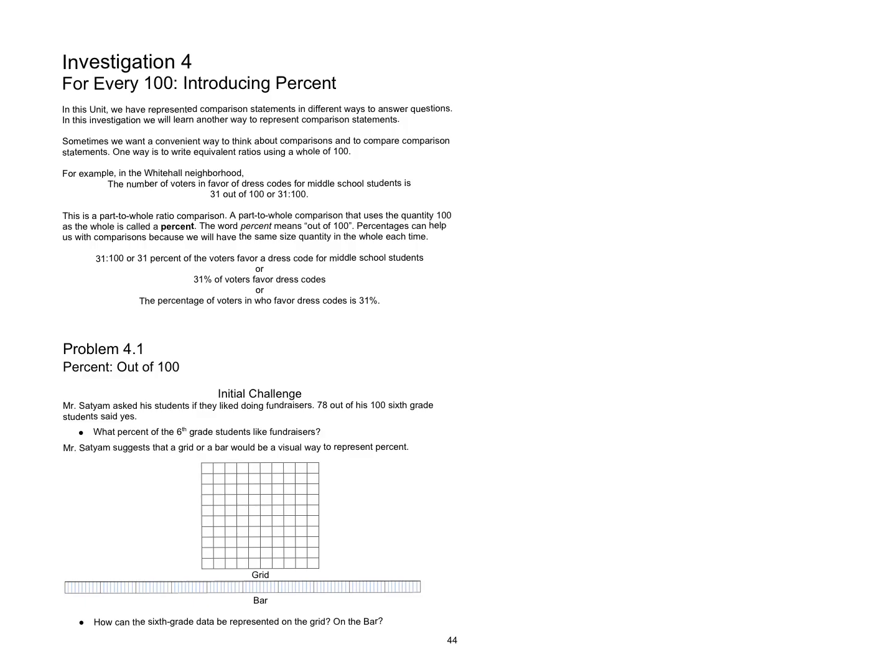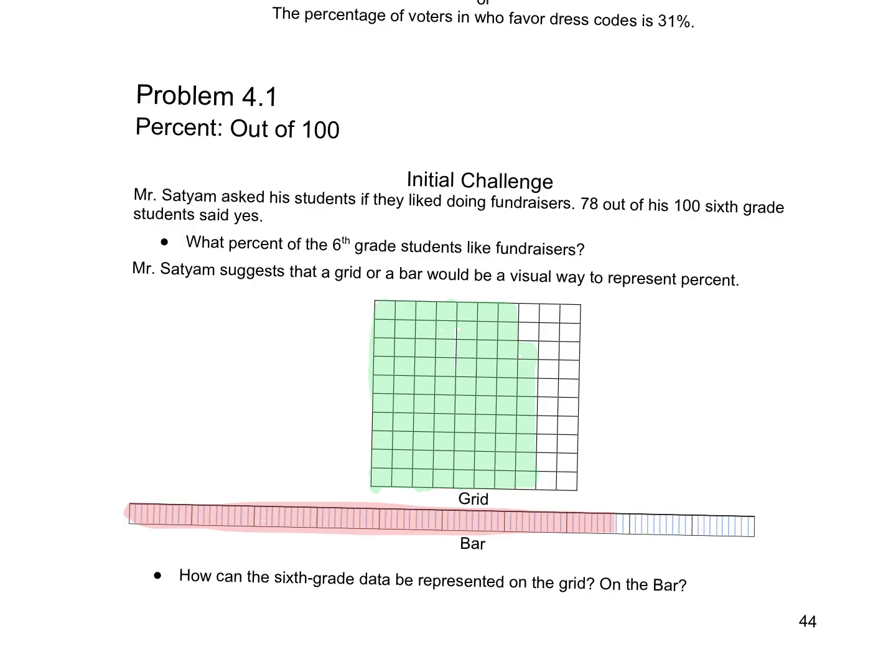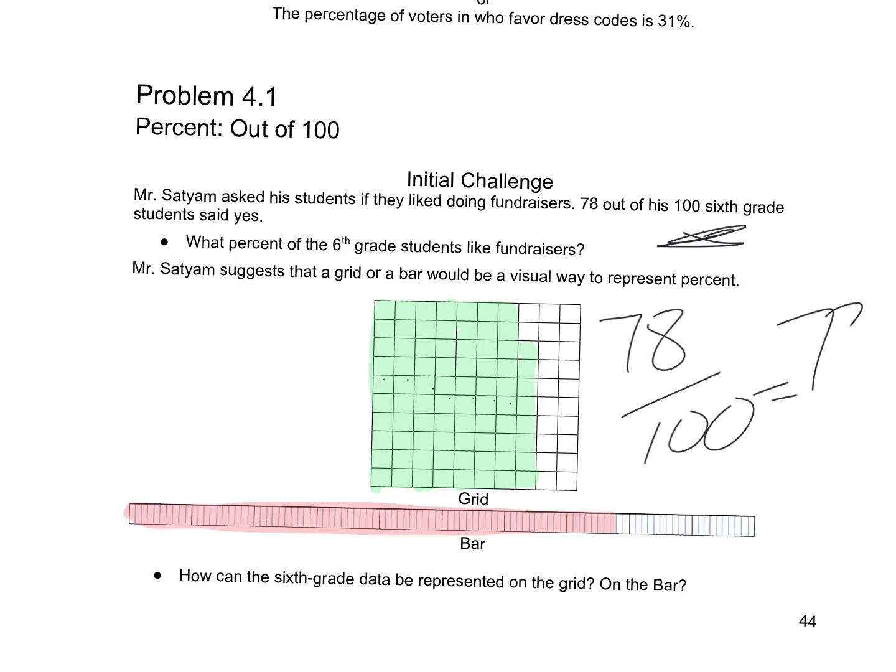And we're going to represent this as a grid and a bar graph. All right, I went ahead and filled in both the grid and the bars. So we have 1, 2, 3, 4, 5, 6, 7 tens and 8 there, so 78. And then on the bar graph, same thing, 10, 20, 30, 40, 50, 60, 70, and then 8 more. And what is this as a percentage? Well, because we have 100 students and it was 78 out of 100, that equals 78%.